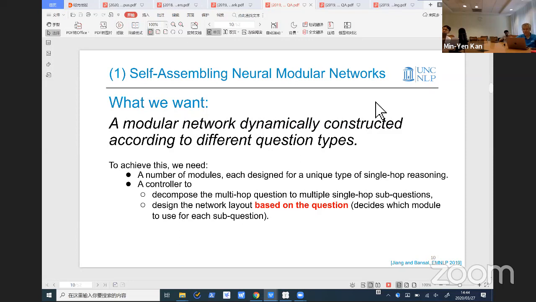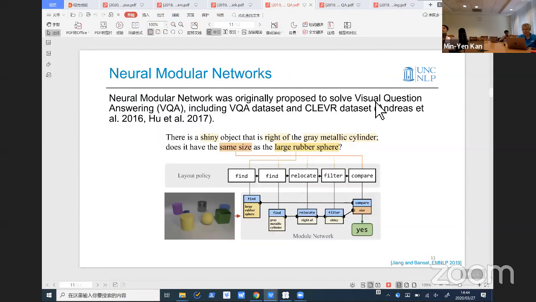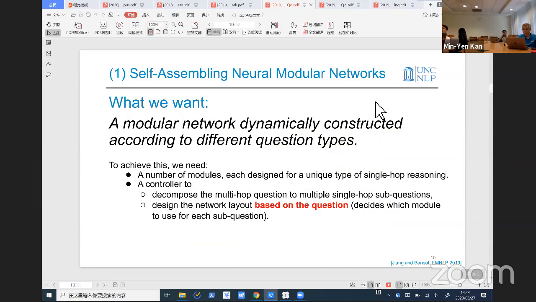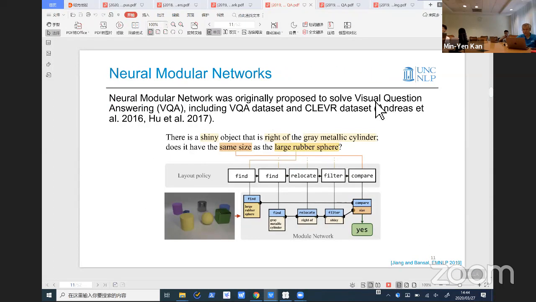So does that mean they first have a classifier to select the modules? Yes, I will show the details later. First, I hope you understand the basic idea. So I will introduce how they did it.